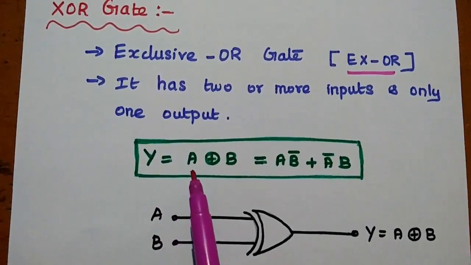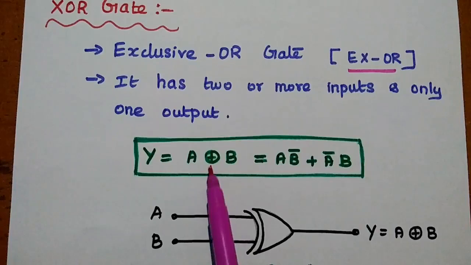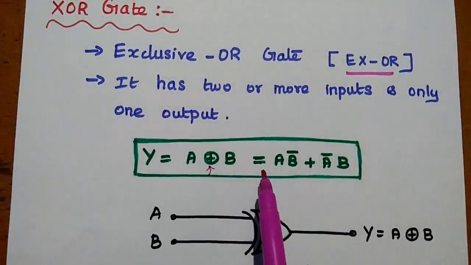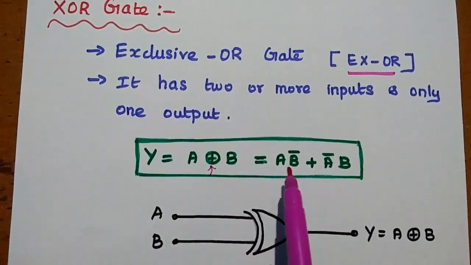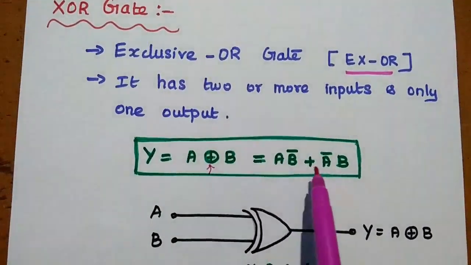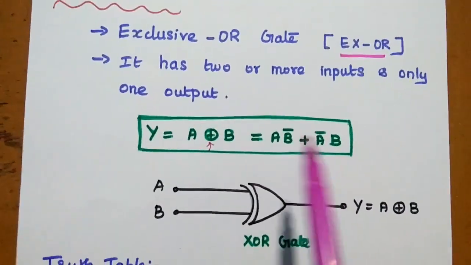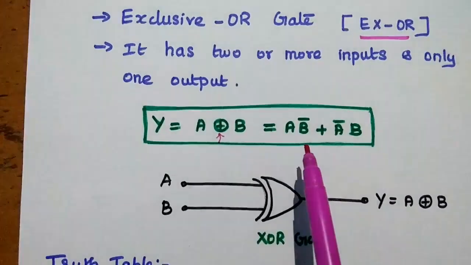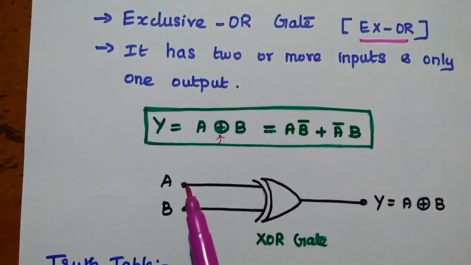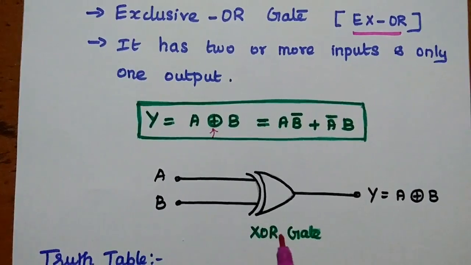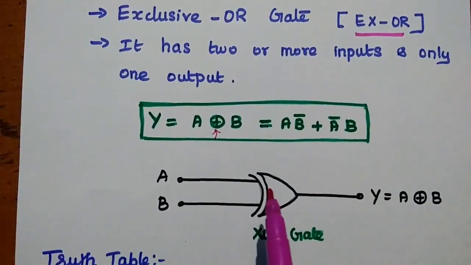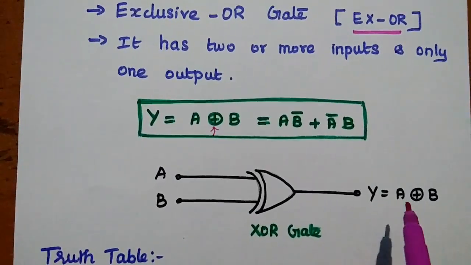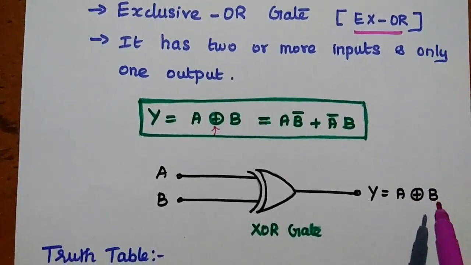So Y is equal to A XOR B. That is given like this: A B bar plus A bar B. So this is the explanation of this XOR operation. Here we have two inputs A and B. This is the symbol of the XOR gate, that is the exclusive OR gate. So the output Y is equal to A XOR B.